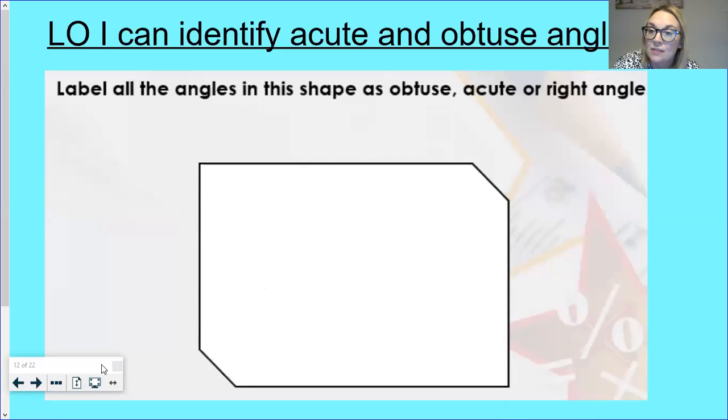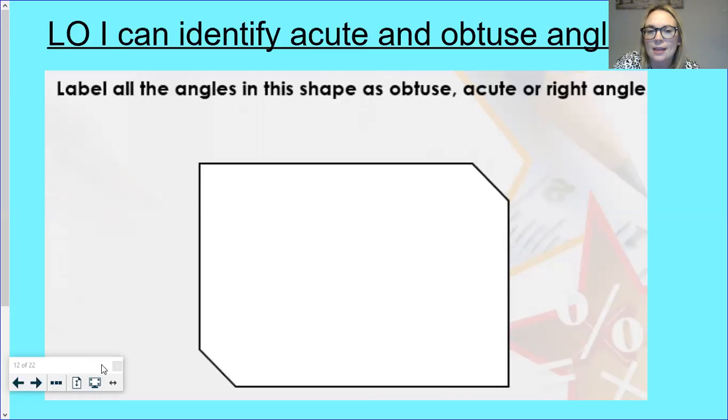So again, pause the video. You can draw the shape and write down your labels, or you can just talk yourself through it. You can just do it having a think about it. I'd like you to label or think about what angle we've got in each of those corners of this shape.